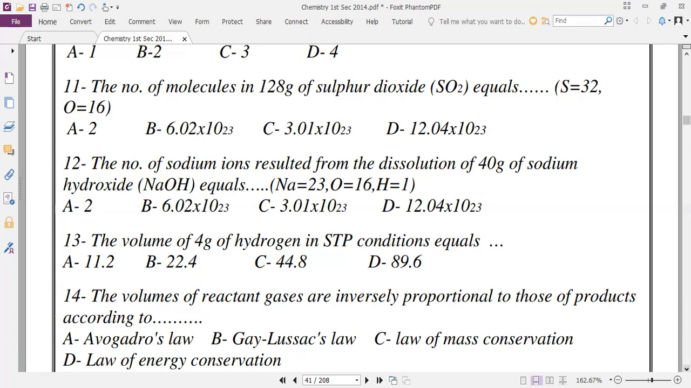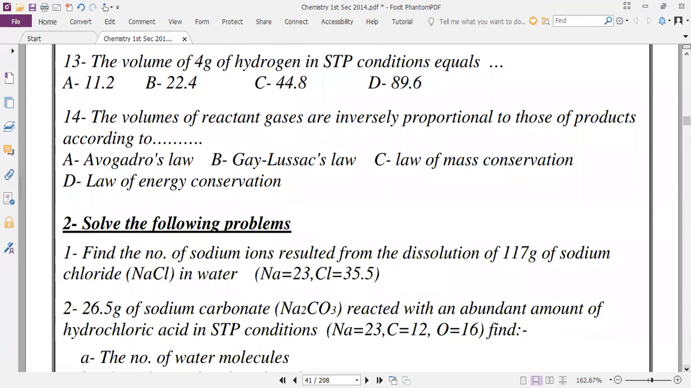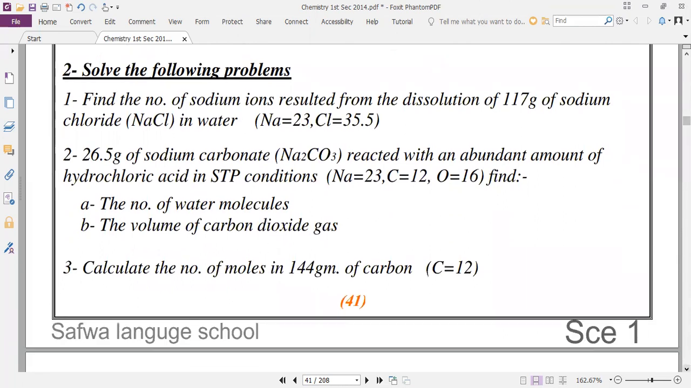Yes. Any problem? No. Okay. Number 13 will be 44.8 liters. Equal 44.8 liters. Okay. Any problem? No. Number 14 is Gay-Lussac's law. Yes, Gay-Lussac's law. Okay. Solve the following question. Any problem in this question?